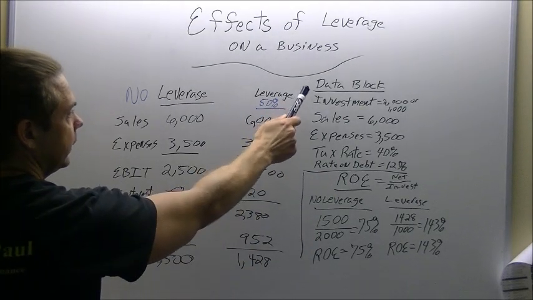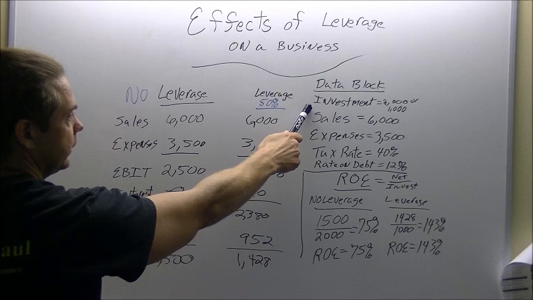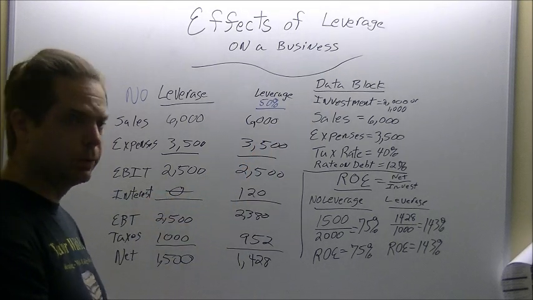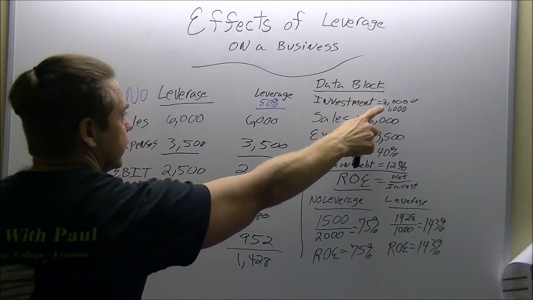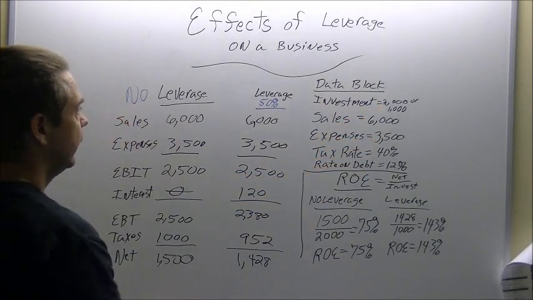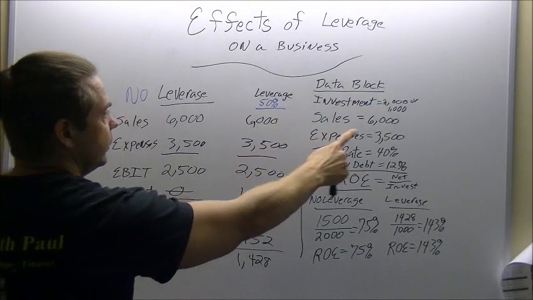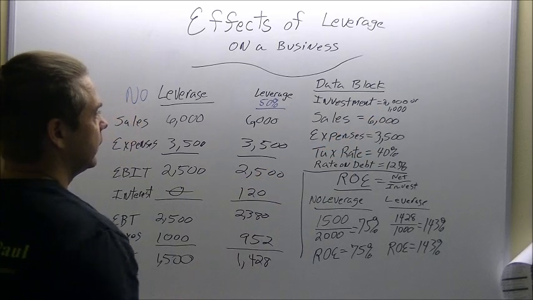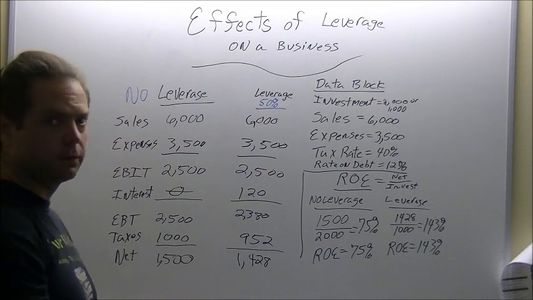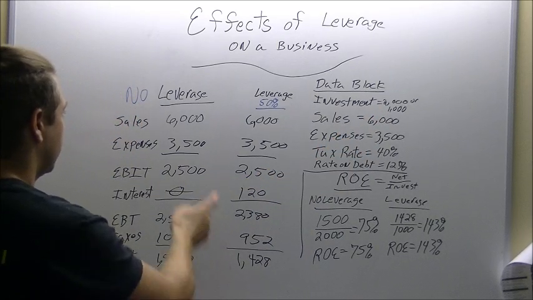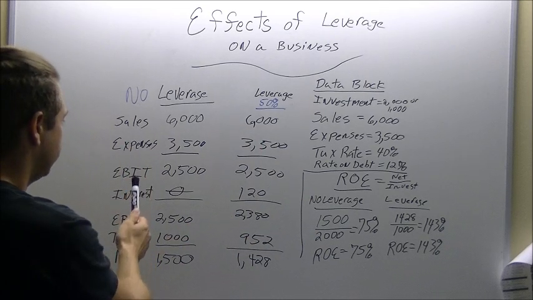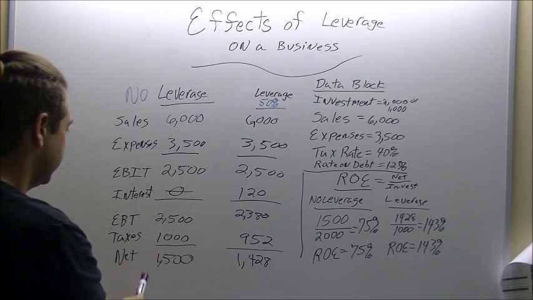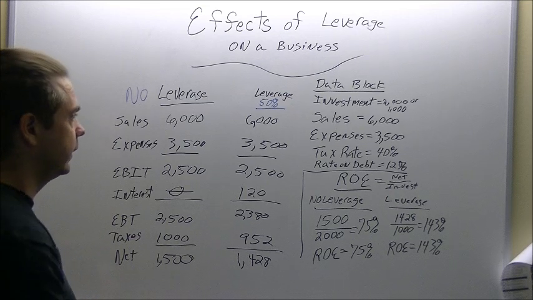Our data block we're going to be using is for investment. The investment is how much the owner puts into the company. For the no leverage side, we're going to be using an investment of $2,000. For the leverage side, we're going to be using an investment of $1,000 and a $1,000 loan from the bank. So what I've done is I've set up my structure here. We've got our sales, expenses, EBIT, interest, earnings before taxes, and then our net income.